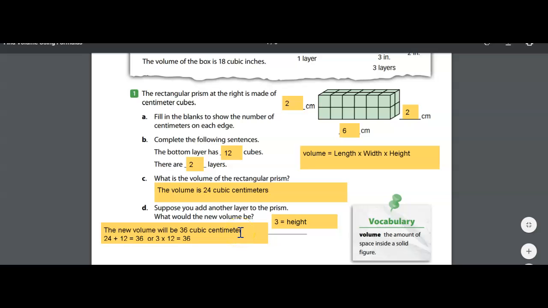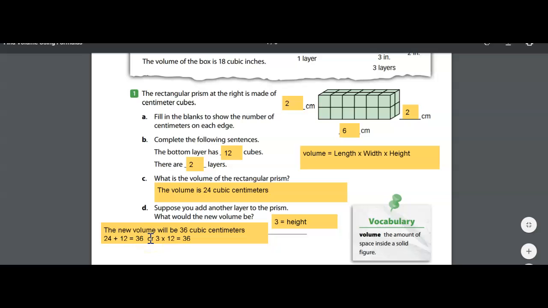Now, some of you may have found 36 in one of two ways. You could have simply added 24 plus 12, because I know that there are 12 cubes on each layer. So if I added one more layer, I know that 24 plus 12 gives me 36.